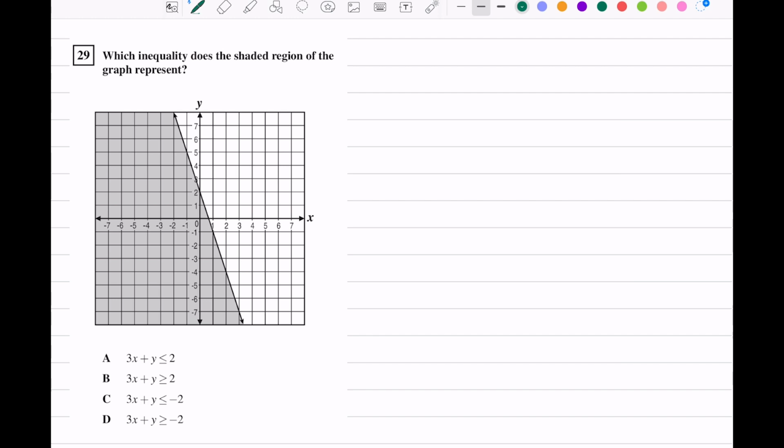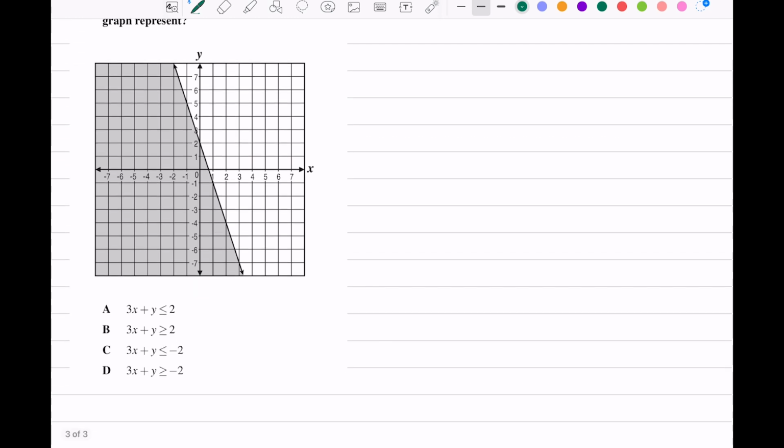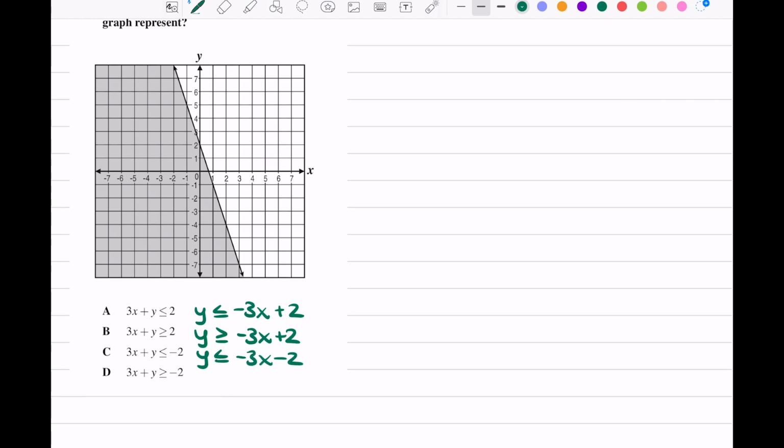Which inequality does the shaded region of the graph represent? And looking at our options, it would be nice if we could rewrite that into y equals mx plus b. So let's go ahead and do that. Looking at option A, if we subtract 3x from both sides, we would get y is less than or equal to negative 3x plus 2. Same idea for option B. We would get y is greater than or equal to negative 3x plus 2. Option C, y is less than or equal to negative 3x minus 2. And option D, y is greater than or equal to negative 3x minus 2.